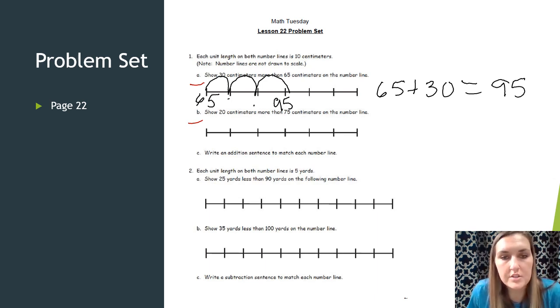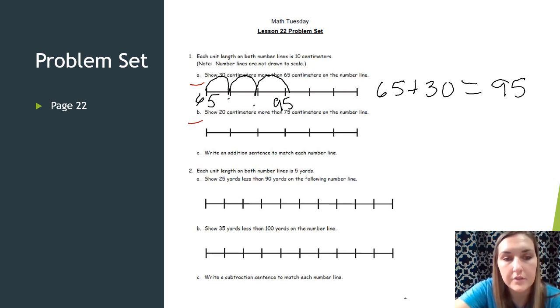Number 2. Each unit length on both number lines is 5 yards. So remember what we look at to figure out what to count by. Part A, show 25 yards less than 90 yards on the following number line. I see the word less. Think about which direction we go in for less. Part B, show 35 yards less than 100 yards on the number line. These two number lines are counting by fives. When you are done, write a subtraction sentence to match each number line.